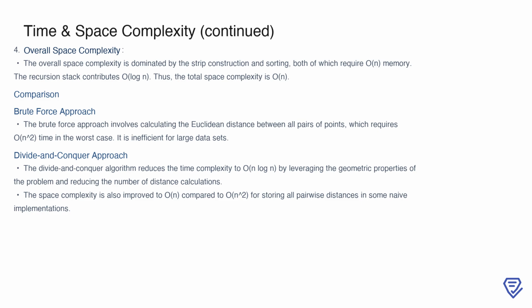Comparing this to the brute force approach, we see significant improvements. The brute force approach, which calculates the Euclidean distance between all pairs of points, has a time complexity of n squared. It is computationally expensive for large datasets and may require n squared space to store all pairwise distances. On the other hand, the divide and conquer approach reduces the time complexity to n log n by minimizing unnecessary distance calculations and leveraging geometric properties. The space complexity is also reduced to n, making the algorithm both time and space efficient.